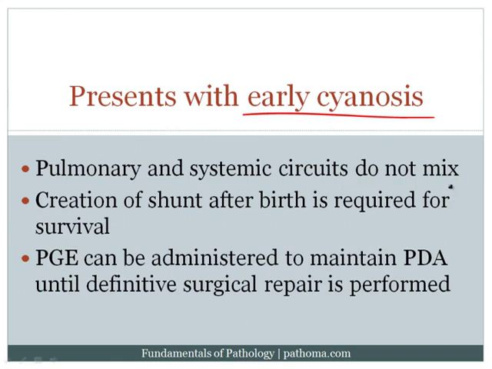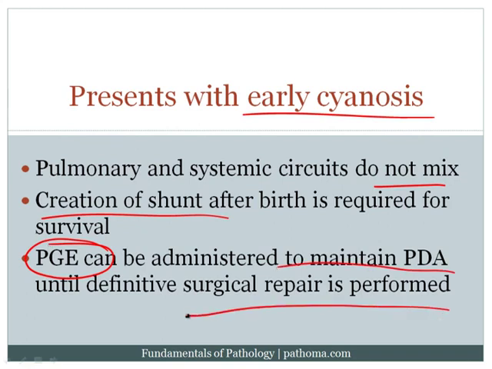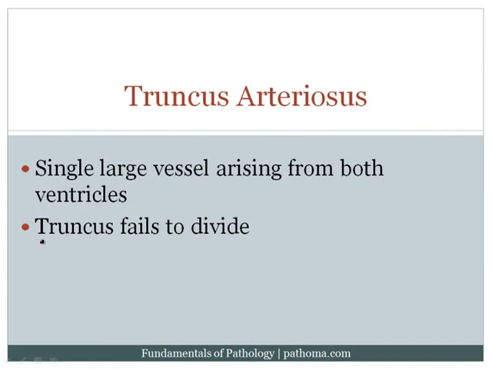Again, we know that the circuits do not mix. In order for the baby to survive after birth, we're going to need to create a shunt, and one way we can do that is to give prostaglandin E, which will maintain the PDA until we can eventually surgically repair this problem. Truncus arteriosus is when you have one large trunk arising from both ventricles, and that's because the truncus fails to divide. So here's the idea.